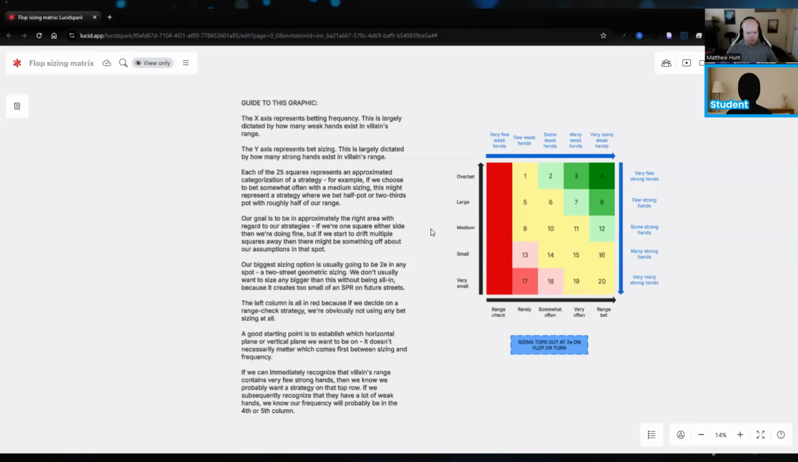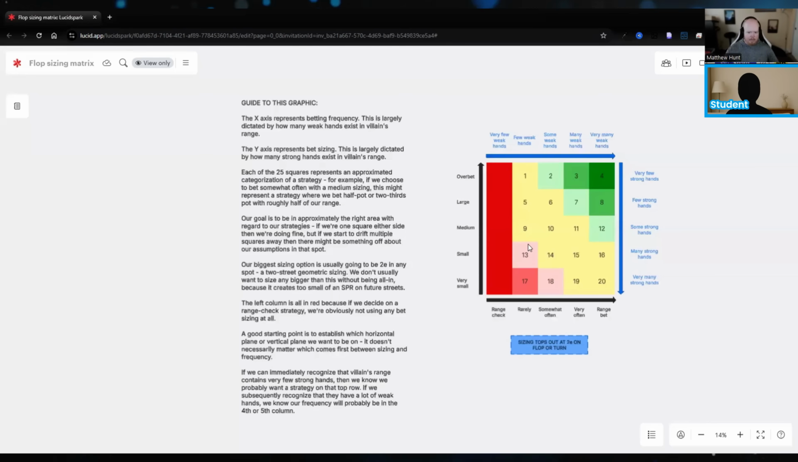We don't really want to put a ton of money in on the flop and then have a very small SPR left on the turn, or vice versa. So the biggest sizing we're usually going to use is going to be in the region of 2E, and we will occasionally go a little bit bigger, but not that often. Broadly speaking, if 2E is 150% in a certain spot, we're never going to bet any bigger than 150%. We can just cap it out at that point.